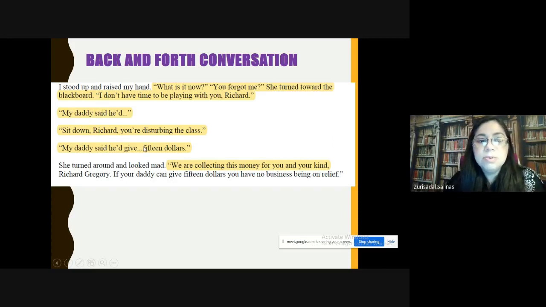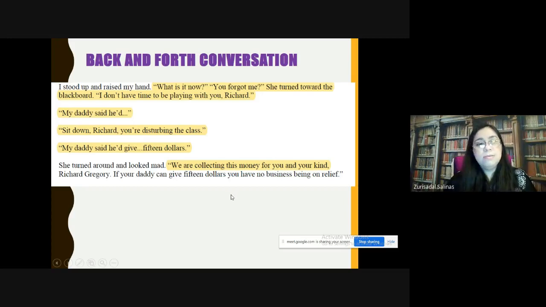That's to indicate and to bring attention to this conversation. My daddy said, he is interrupted by the teacher. Sit down, Richard, you're disturbing the class. And he continues. My daddy said he'd give $15. So here you see, we assume that Richard is saying this because then the teacher says Richard. So you see how Gregory doesn't find the need to provide as Richard said, the teacher said. He's using the names within the dialogue to indicate what's happening.